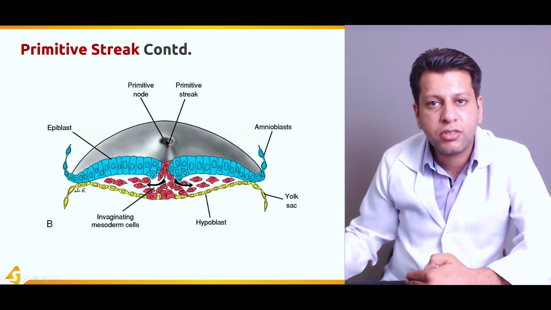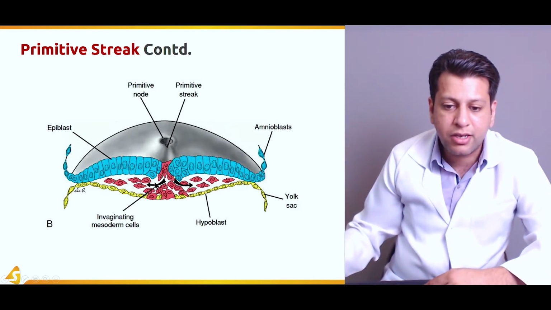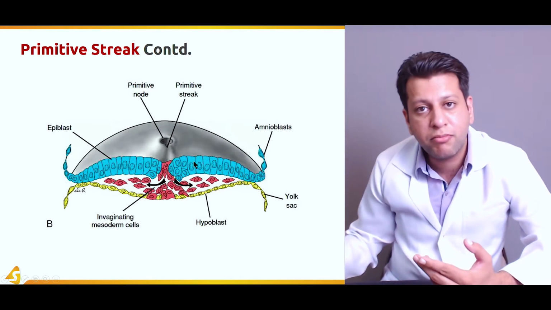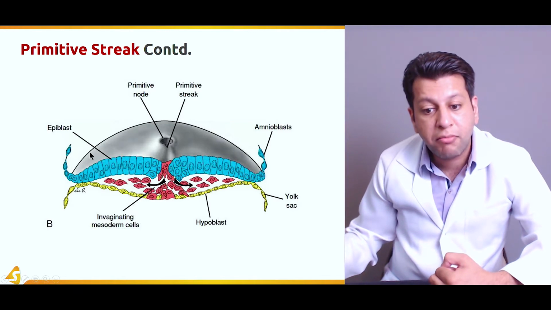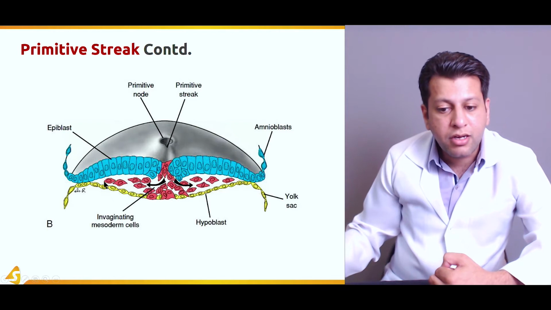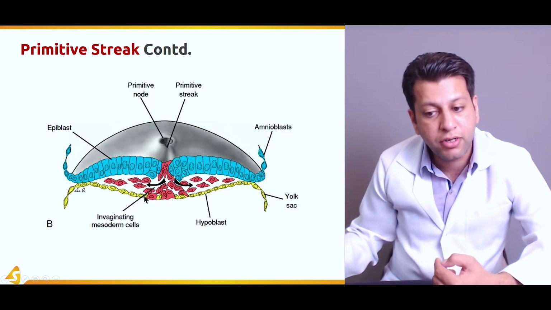From the primitive node they start forming the primitive streak. As the primitive streak is formed, the cells start to invaginate inwards as they gradually migrate towards the hypoblast and come to lie in between. As they come to lie in between, the outermost layer becomes the ectoderm, which includes the epiblastic layer. The middle layer becomes the mesoderm, and the innermost layer, which is just near the hypoblast, becomes the endoderm.